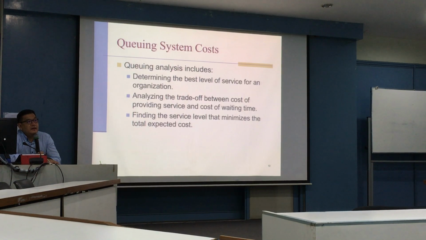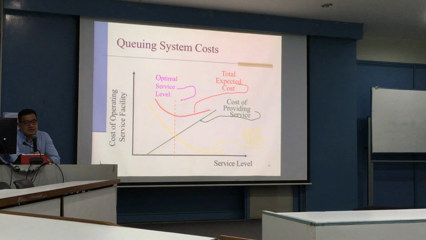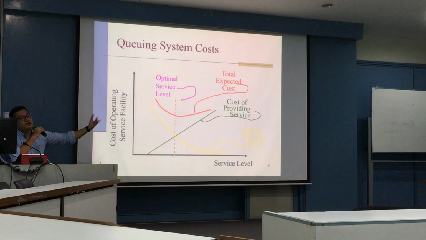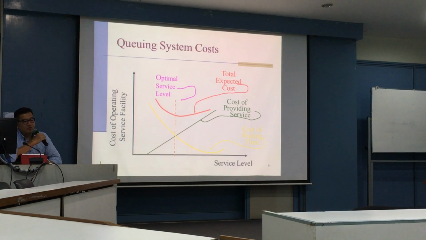But if you open just very few cashier counters, you pay less for the service cost, but you pay much more on the waiting cost. So you need to trade off both of these. So in terms of total cost, let's think about a graph where the x-axis represents the service level. You can think about it as the number of cashiers open. If you go right, it means you have more and more cashiers. And the y-axis is the cost of operating.